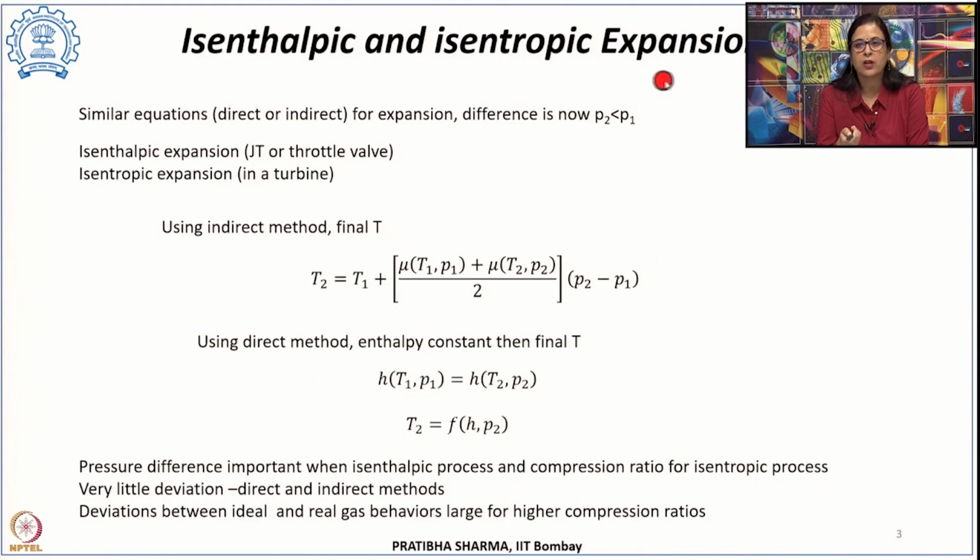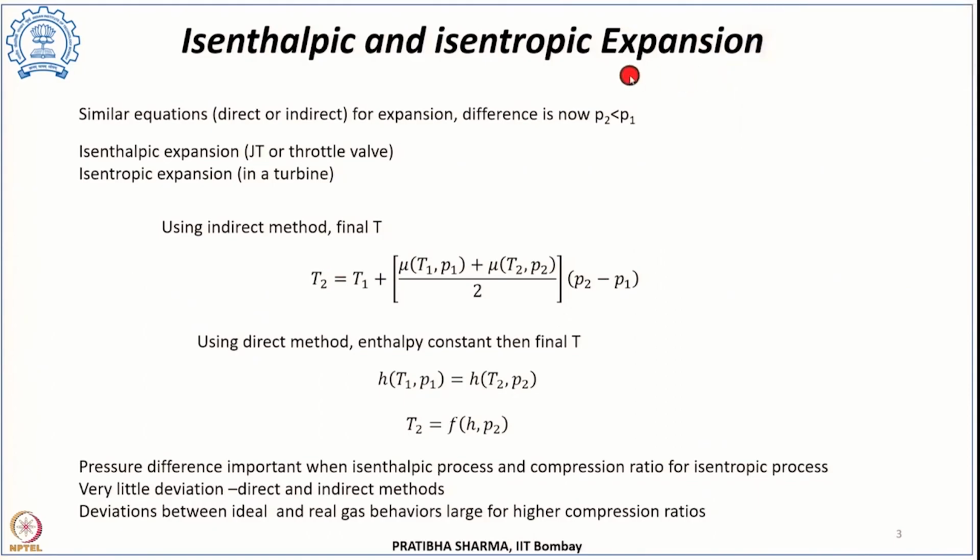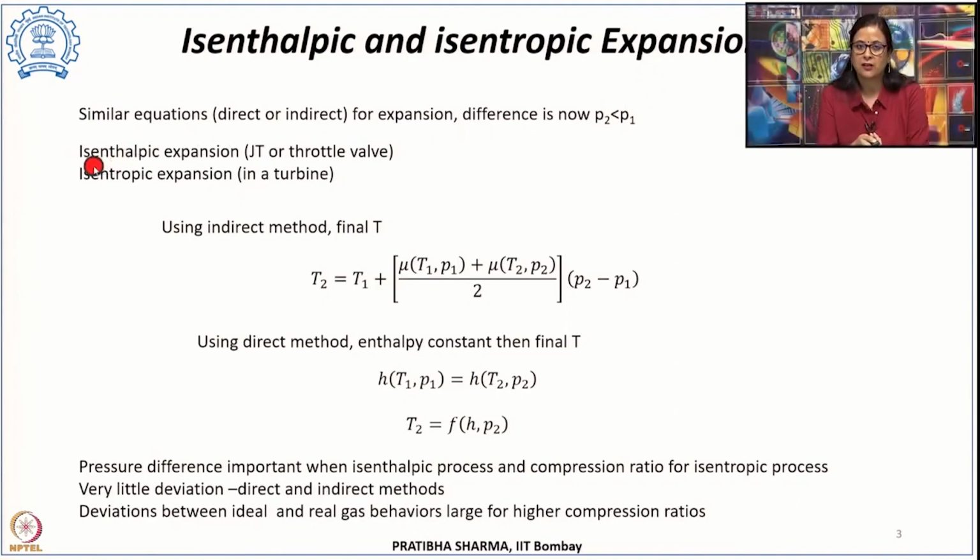So, there can be two thermodynamic processes which can be used to approximate the actual expansion. One possibility is we can consider it to be an isoenthalpic expansion, and this is considered when we are expanding it through a Joule-Thomson or a throttle valve. The other possibility is we can approximate the actual process by means of an isoentropic thermodynamic process. So, it can be an isoentropic expansion. This is considered when the expansion is done using a turbine.